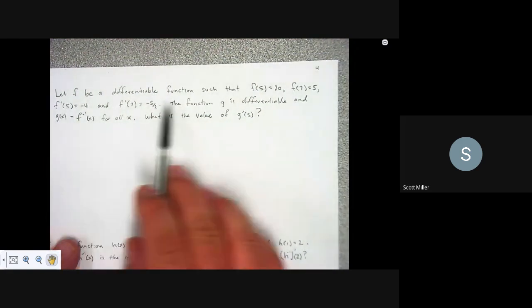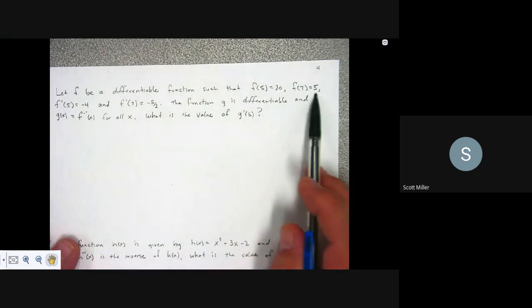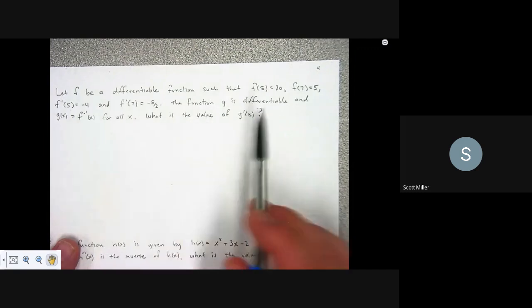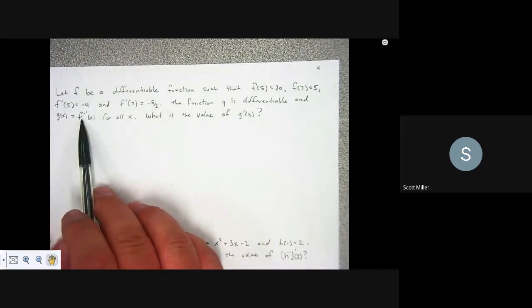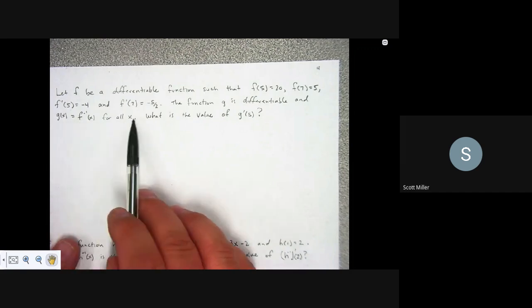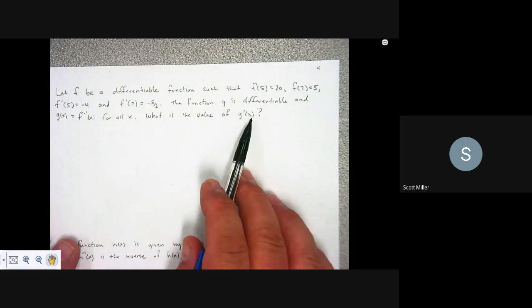Let f be a differentiable function such that f of 5 is 20, f of 7 is 5, f prime of 5 is this, f prime of 7 is that. The function g is differentiable, and g is the inverse of f. So g is f inverse for all x. What is g prime at 5? Okay?